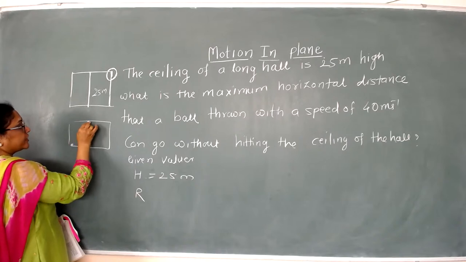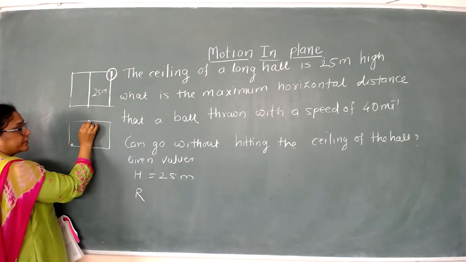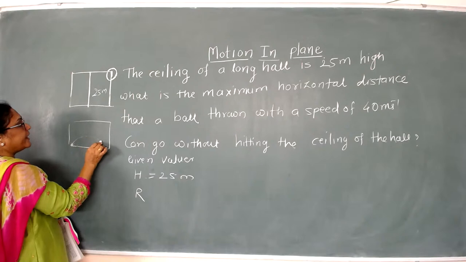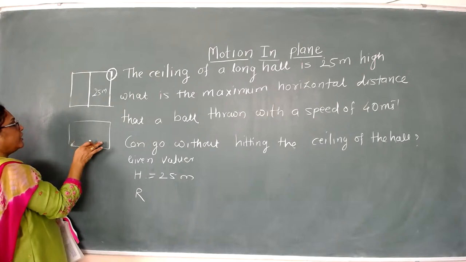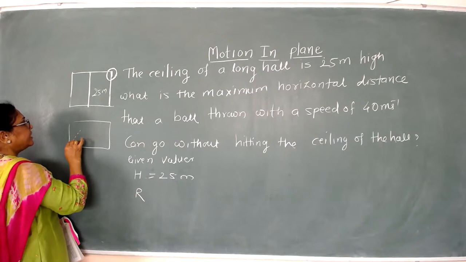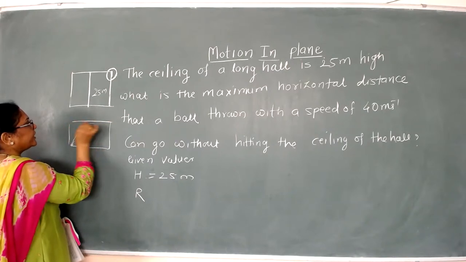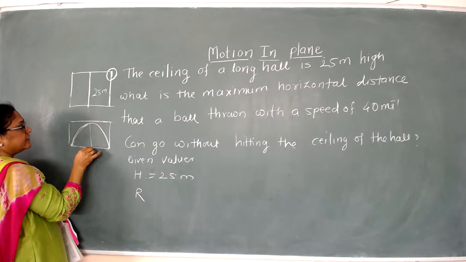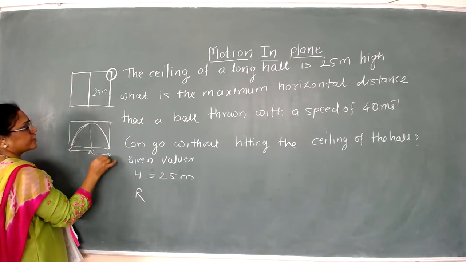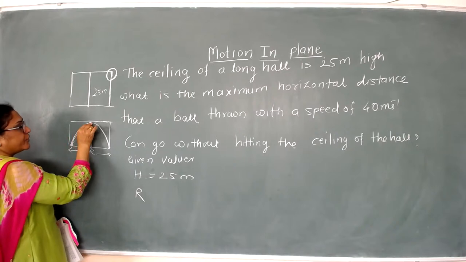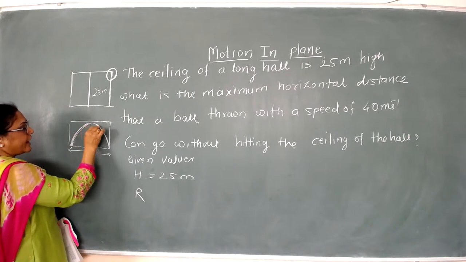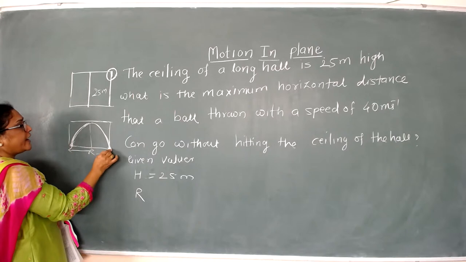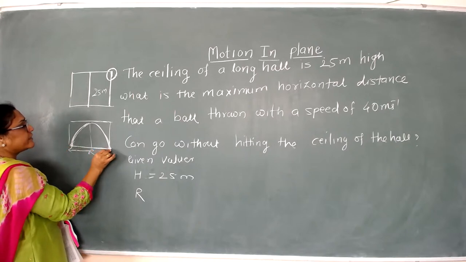When we throw the ball in the upward direction, and we know that when we throw it with a minimum angle, it covers a minimum height and again falls down. But we throw the ball in an upward direction such that it goes without hitting the ceiling, meaning without hitting the upper surface of the hall, and it again touches the ground. So H is given, and the question is, what is the range of the projectile? When we throw the ball upward, it covers a maximum height and again falls down. When it falls down, the distance between the initial position and the final position of the ball is known as the range of a projectile.